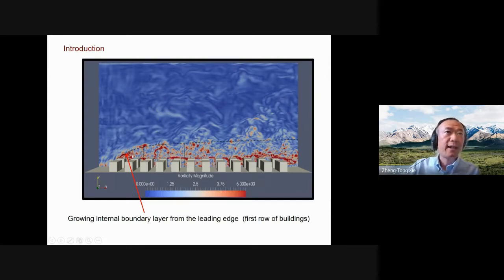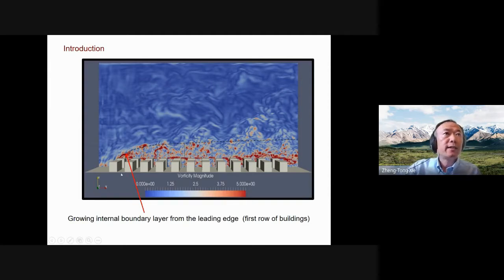Here is a large-eddy simulation in neutral stratification, just to give you a clearer, better image of what this kind of internal boundary layer and external boundary layer look like. You can see the interface between the internal and external boundary layers, and they interact with each other.